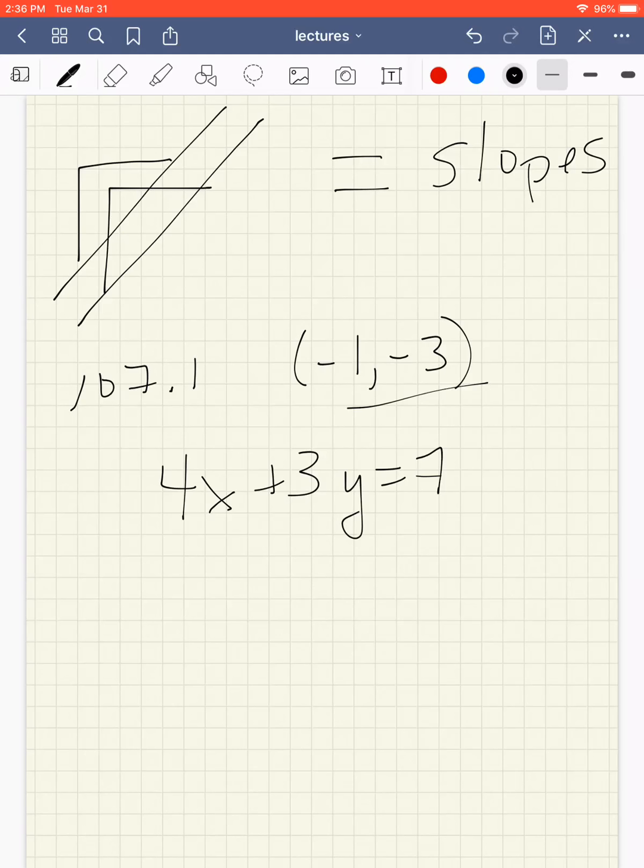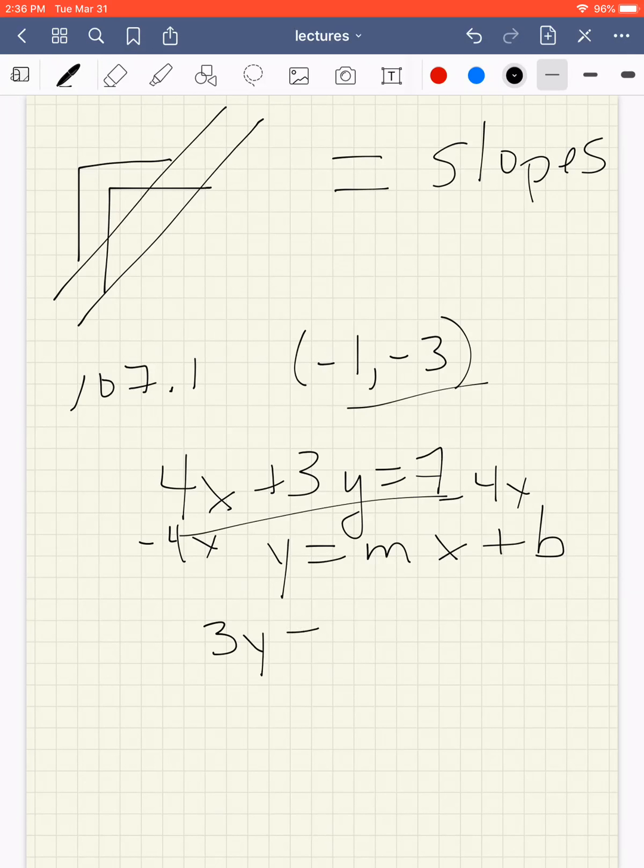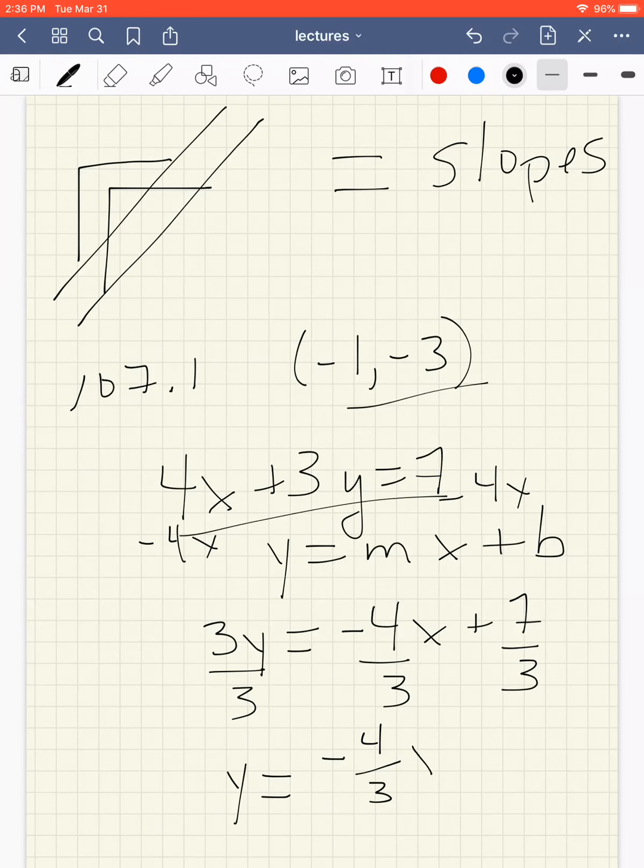So if we put this in slope-intercept form, in other words, solve this for y, then we'll be able to tell what the slope is. If I subtract 4x from both sides, I have 3y equals minus 4x plus 7. And then I divide both sides by 3. So y is equal to minus 4/3 x plus 7/3.